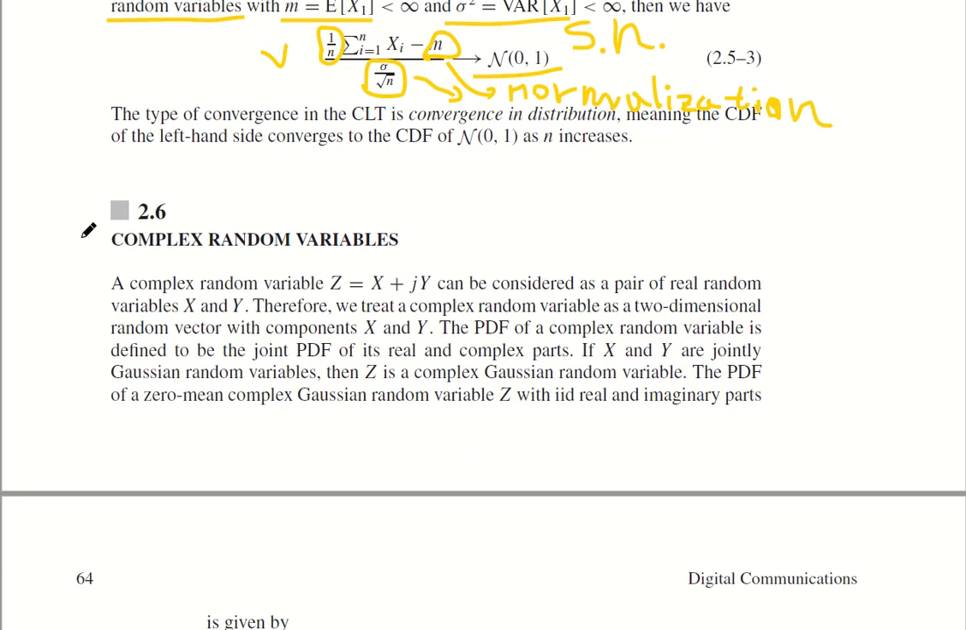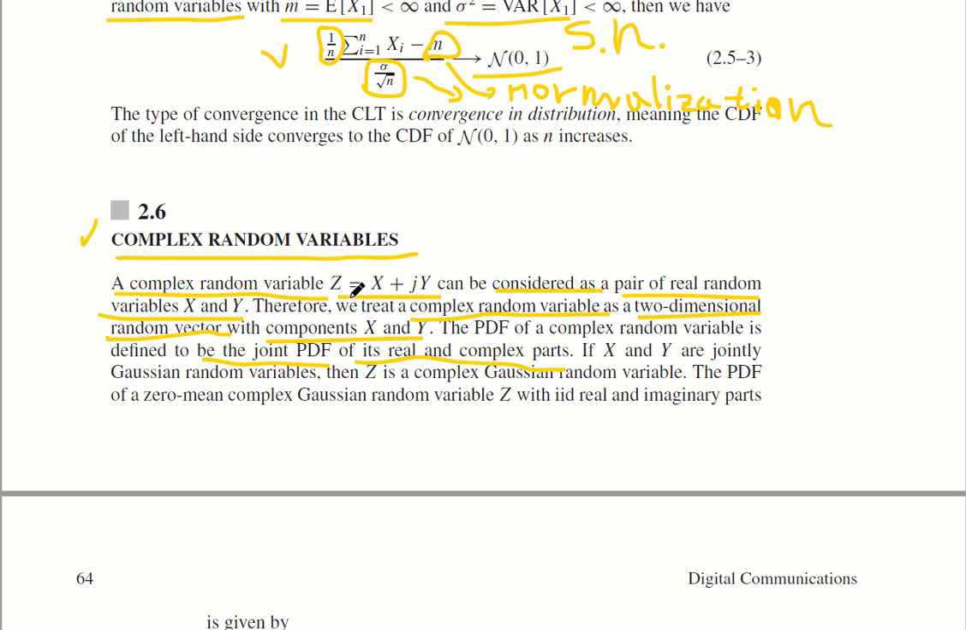And then let's talk about complex random variables. A complex random variable z equal to x plus jy can be considered as a pair of real random variables x and y, and therefore we treat a complex random variable as a two-dimensional random vector with components x and y. The PDF of a complex random variable is defined to be the joint PDF of its real and imaginary part, right?